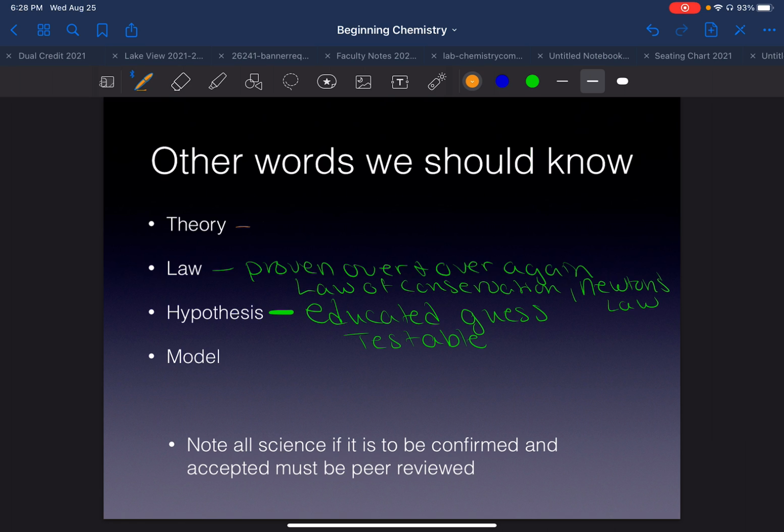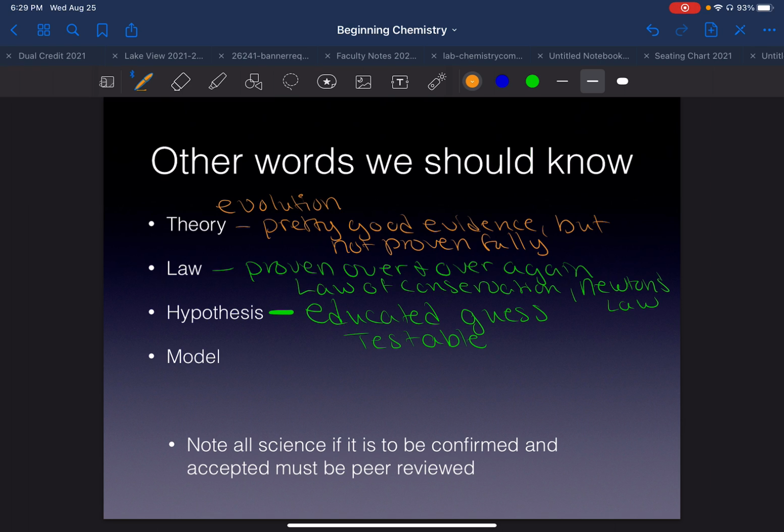Theory, it's got pretty good evidence, but it's missing some parts. And so one of the ones you like to pick on would be evolution or Big Bang Theory. Both theories have pretty good evidence for them, but they're not proven all the way through, and so they're not going to be called a law.